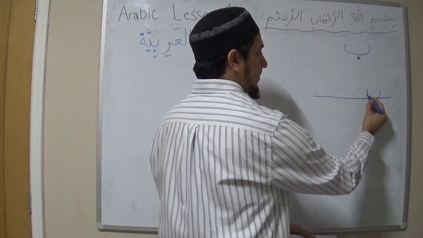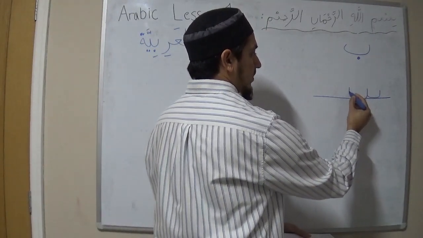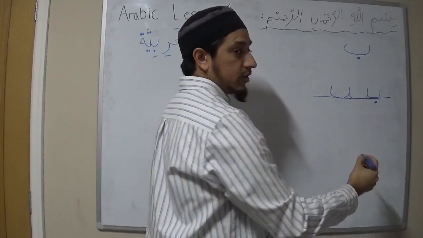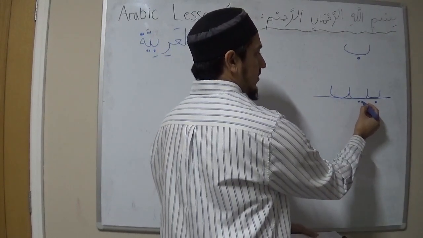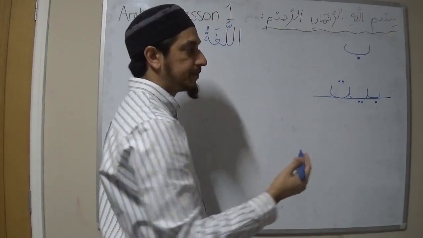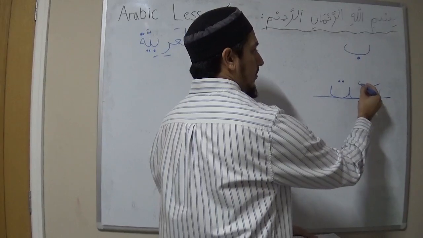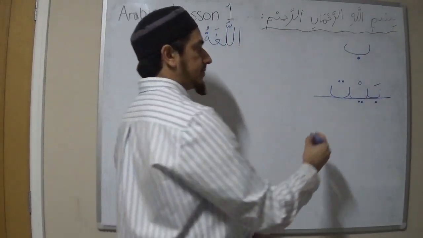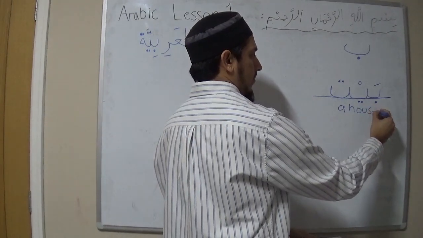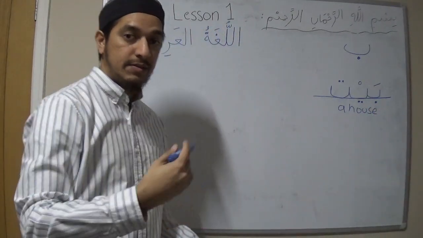joins to a Ya, joins to a Ta. This is one of the easiest ones. The Ba has a dot, the Ya has 2 dots, and the Ta at the end has 2 dots but on top. Bait, which means a house. This is where we saw Ba at the beginning.